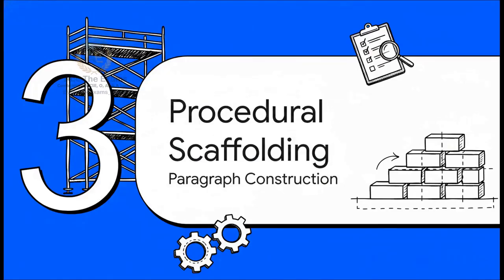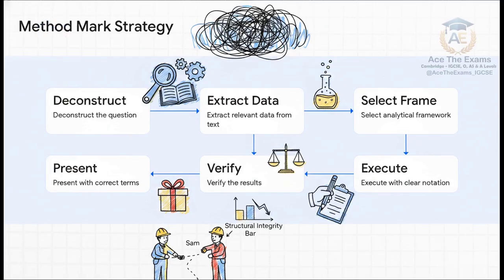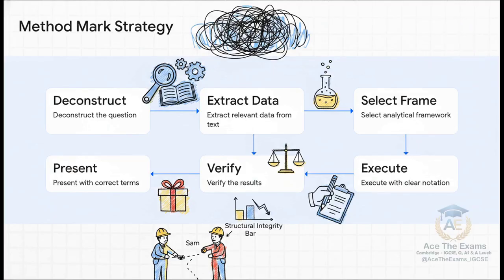Section 3. Procedural Scaffolding. Constructing the paragraph. Cambridge actually awards marks for the construction process itself, so you must secure this specific 6-step procedural framework. We call this hitting the method mark strategy. First, you deconstruct the question to isolate the command's stress points. Second, extract the relevant data from the text. Third, select your analytical framework. Fourth, execute your analysis with absolute clarity. Fifth, verify your results against the prompt. And sixth, present it correctly.